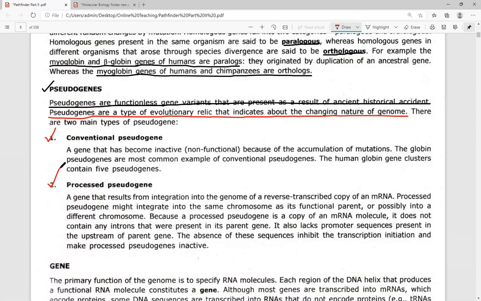Okay, so what are conventional pseudogenes and what are processed pseudogenes? Conventional pseudogenes are the non-functional variants formed when a gene has become inactivated because of the accumulation of mutations. Once the mutations have accumulated, they lead to the formation of conventional pseudogenes, also referred to as simple pseudogenes. तो ये conventional या simple pseudogenes होते हैं, these are referred to as simple pseudogenes.